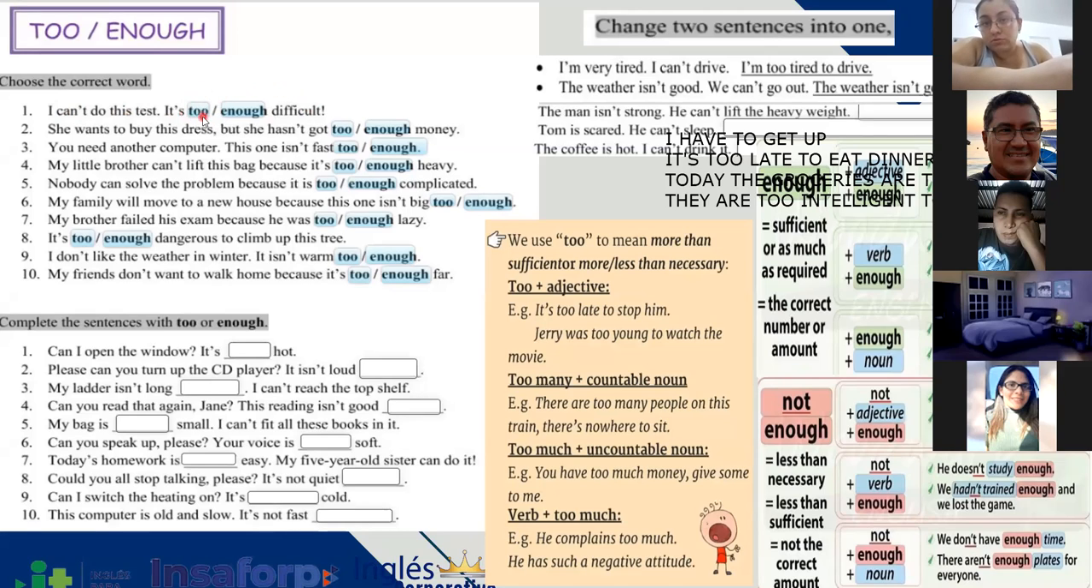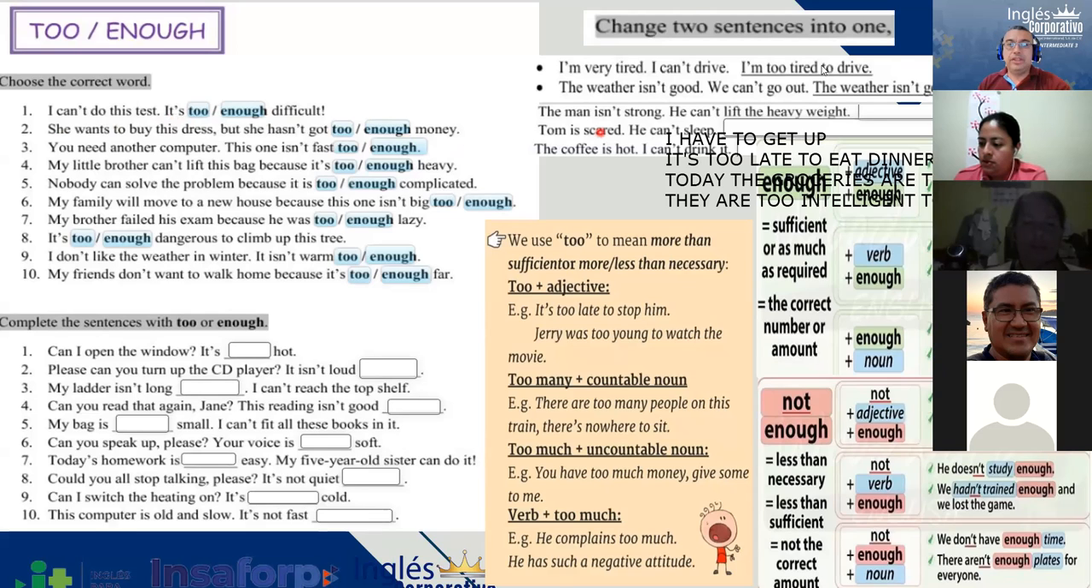Remember, too plus adjective, right? Yes, very good. You cannot use enough here because the adjective has to come here, and enough goes afterwards. So this is totally incorrect based on the structure that I just demonstrated. So remember that tip that I gave you, right? This is where it's going to come to use. I can't do this test. It's too difficult. Very good. Excellent. Now, this is what I want you to do.